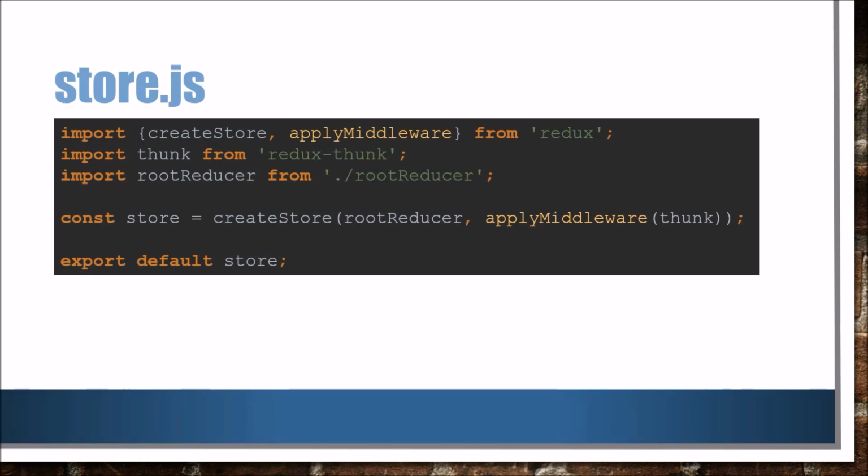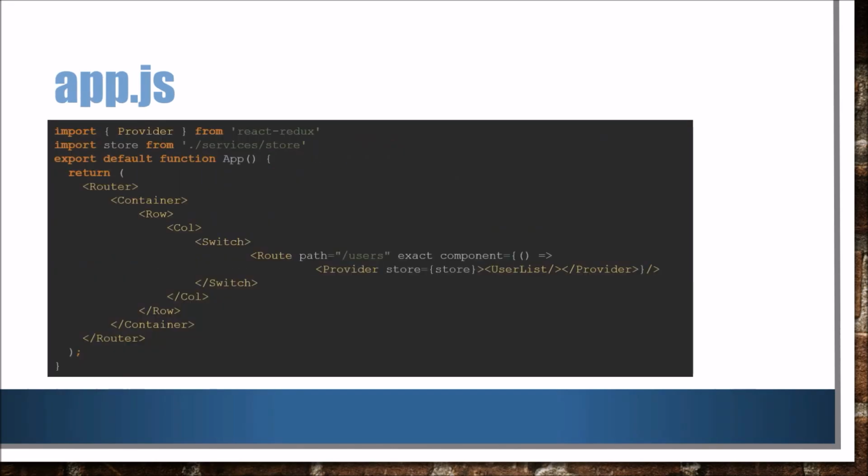Now how do we integrate Redux with React? Here is the code for app.js. To fetch users data, we created the Redux code. See, we installed the React Redux package. That package has the Provider component, which expects the store which we created using Redux. So pass the store. Here, instead of using user list directly, we are keeping it inside the Provider.